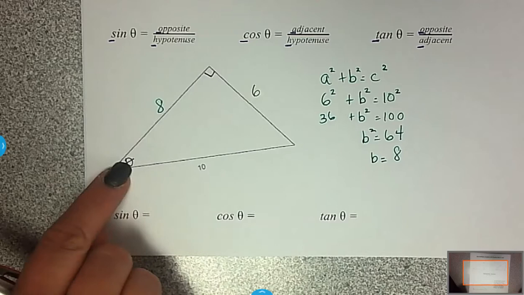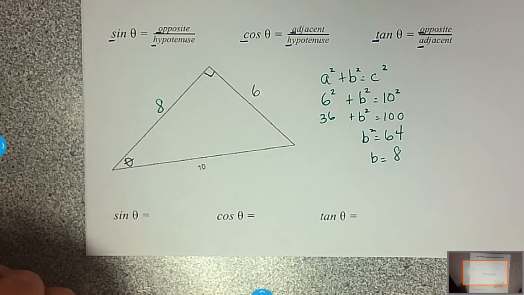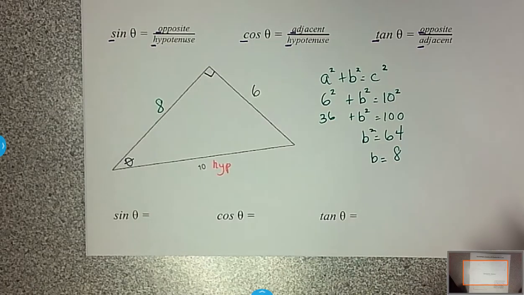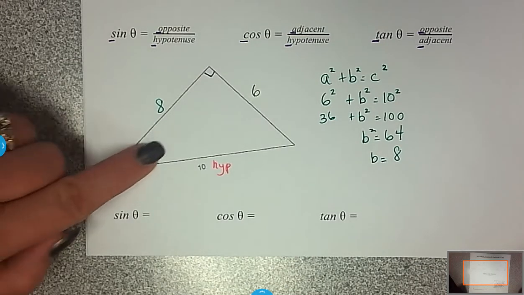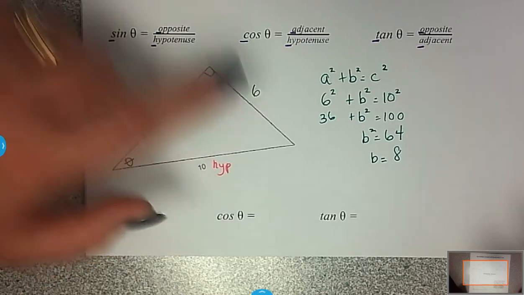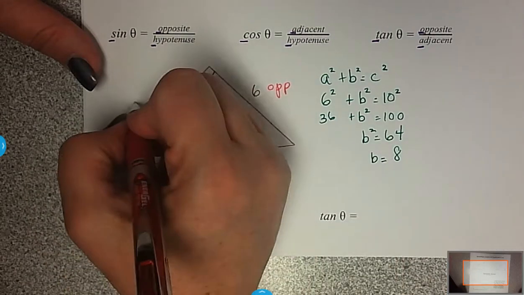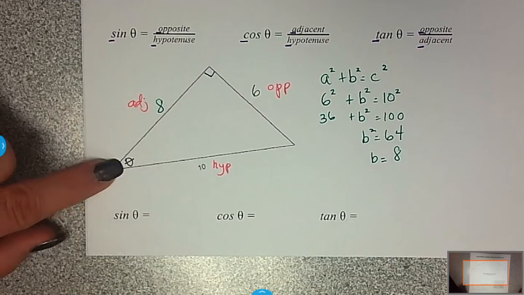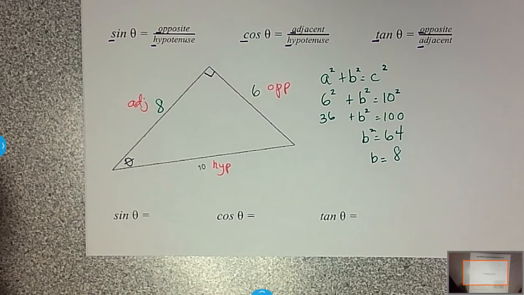Now I have to figure out, based on this angle theta, which one is opposite, which one is adjacent, and which one is hypotenuse. Remember, your hypotenuse is always across from 90. So there's that one. Now, from this theta, all the way across on the opposite side of the triangle is my 6. So this is opposite, meaning this one, therefore, has to be the adjacent. It is next to this angle, and it's not the hypotenuse, so it is the adjacent.